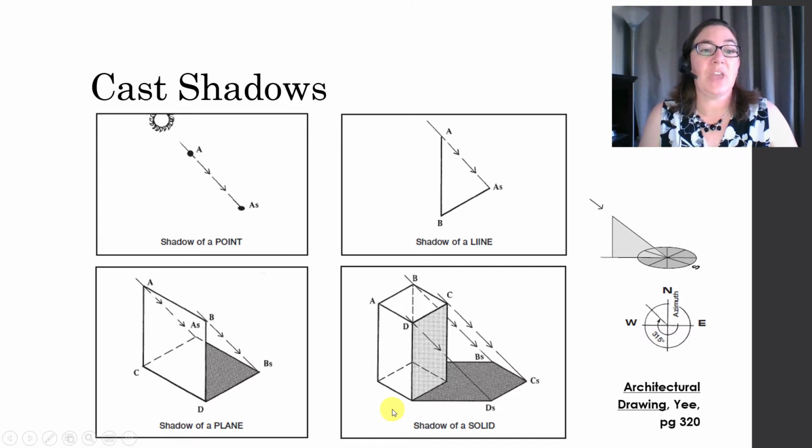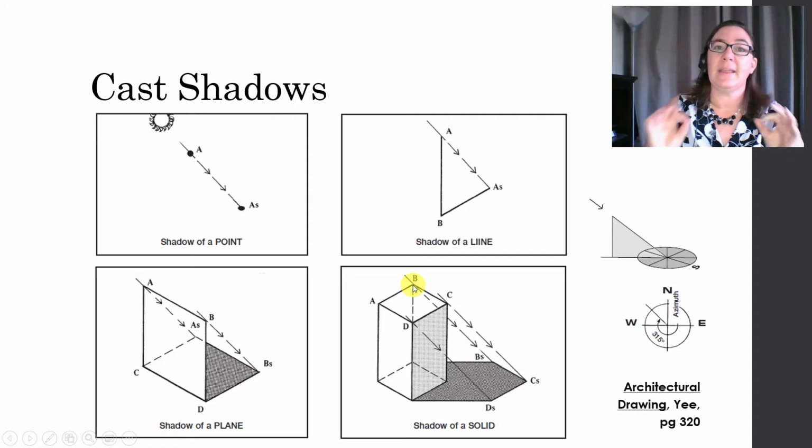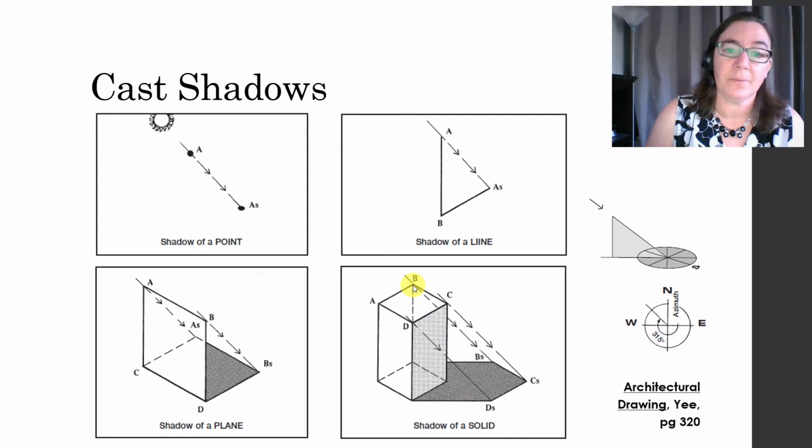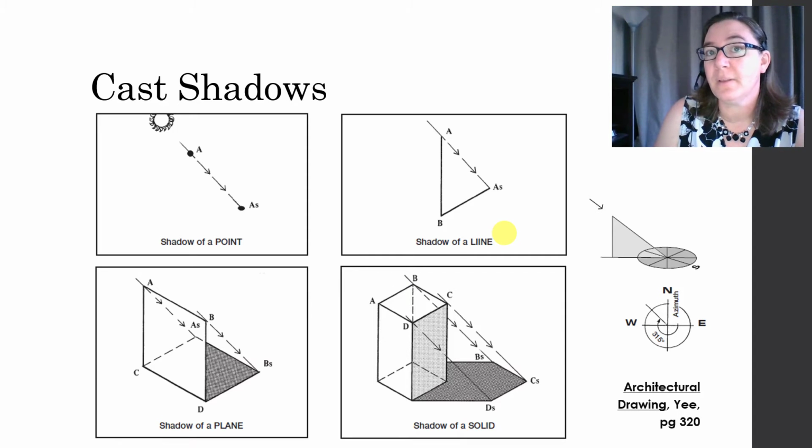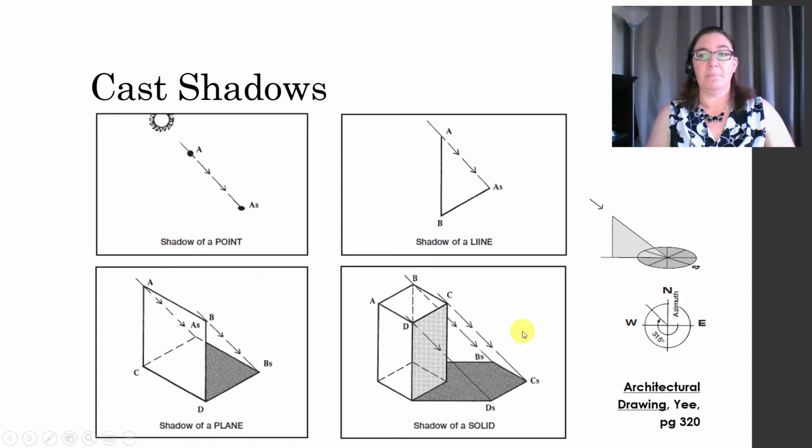Finally, you can find the shadow of a solid object. And what you're going to do is, again, cast your light rays or your shadow rays through the important points of your form. All right, and in this case, there are actually 8 important points. They have A, B, C, and D marked out right here. But it's important to also know where these other bottom points are. Right? You're going to cast your shadow lines, and then you're going to connect the points.